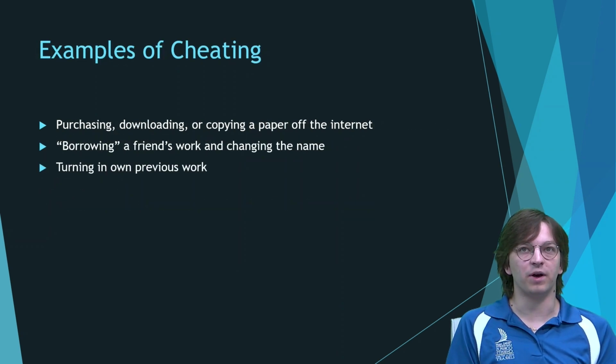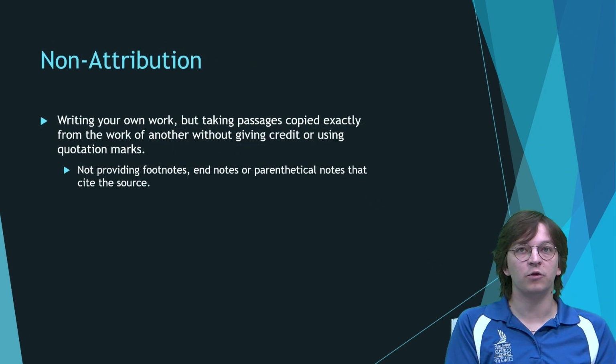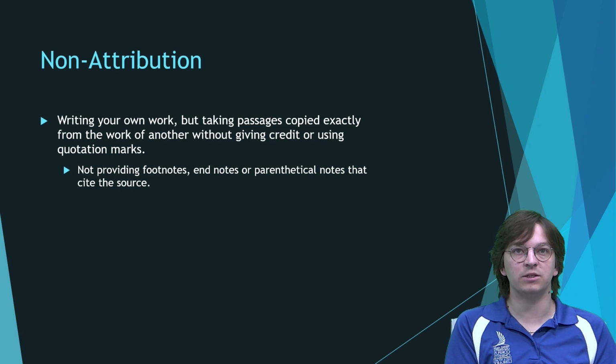Here are some examples of how cheating has been used: purchasing, downloading, or copying a paper off the internet, borrowing a friend's work and changing the name, or, as previously mentioned, turning in your own previous work. Another form of plagiarism is non-attribution, which is writing your own work by taking passages copied exactly from the work of another without giving credit or using quotation marks. Basically, if there is no form of citation, you're not giving credit or attributing to the original author.